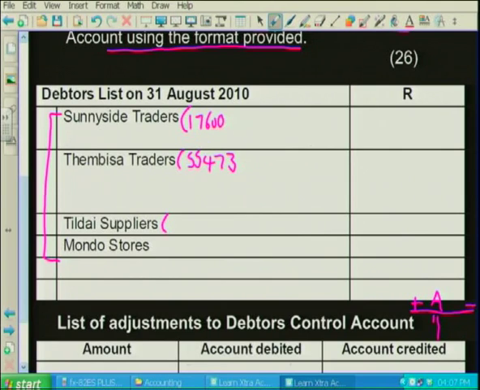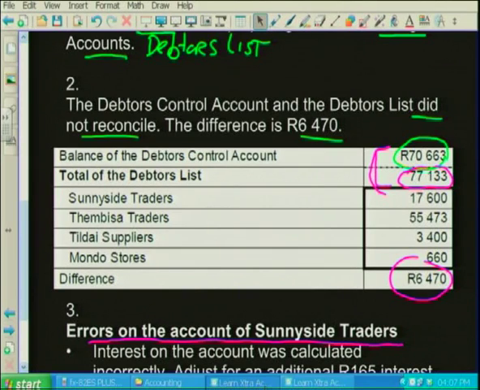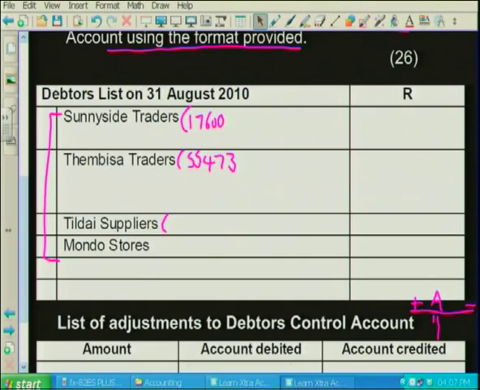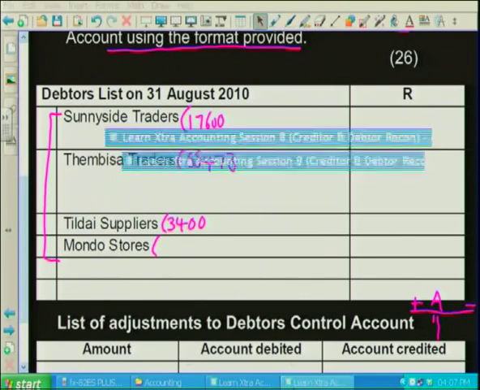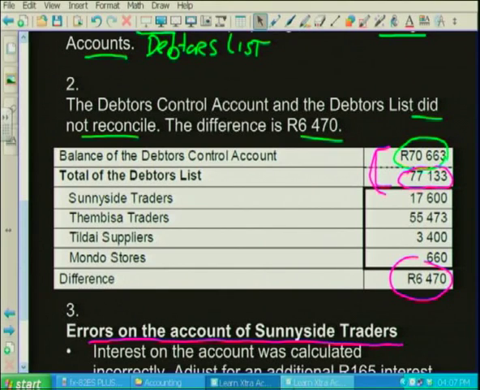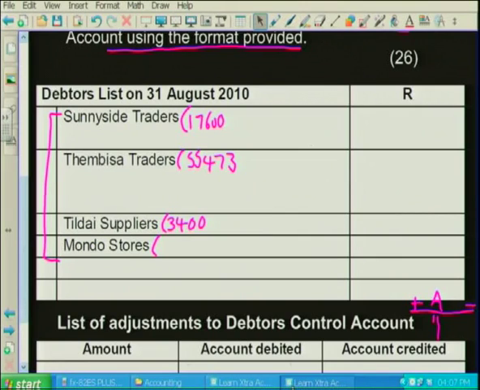Right, let's move on now to our next debtor. Tildai Suppliers is owing the business 3,400. So let's bring that down, 3,400. And then finally, we've got Mondo Stores, open brackets, is owing the business 660 Rand. Right, once we've brought down our brackets, we're now ready to tackle our adjustments or our errors.